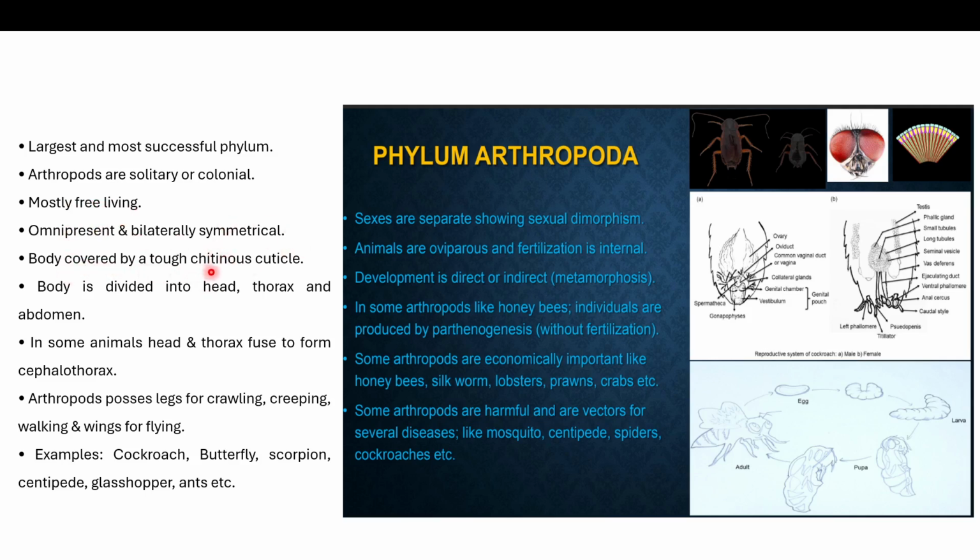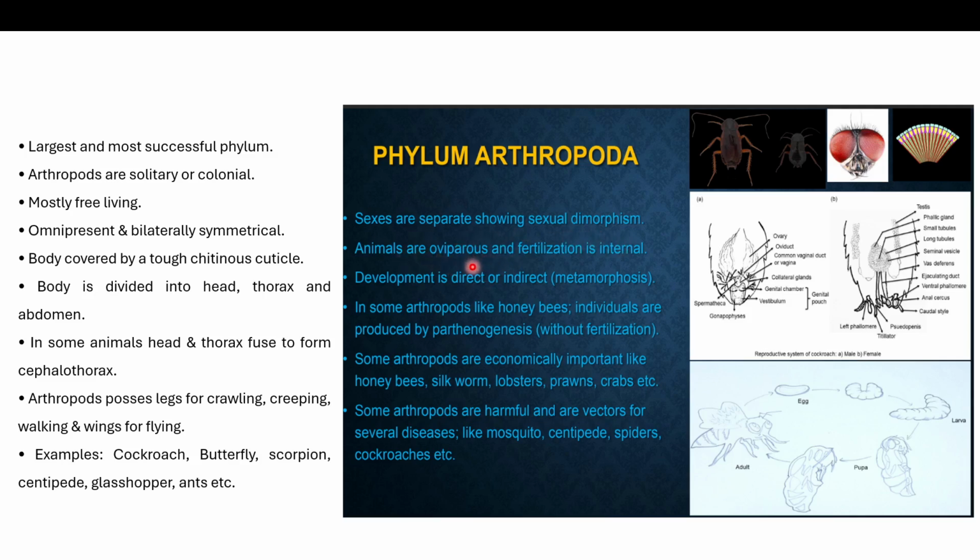Body is covered by a tough chitinous cuticle, and the body can be segmented into three parts: head, thorax, and abdomen. In some organisms, the head and thorax can fuse to form a cephalothorax. Cephaly refers to head. Arthropods possess legs for crawling, creeping, walking, and wings for flying. The organisms show sexual dimorphism.